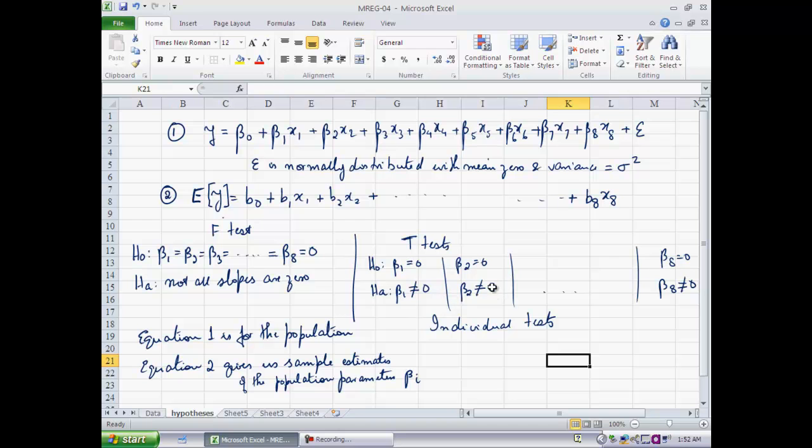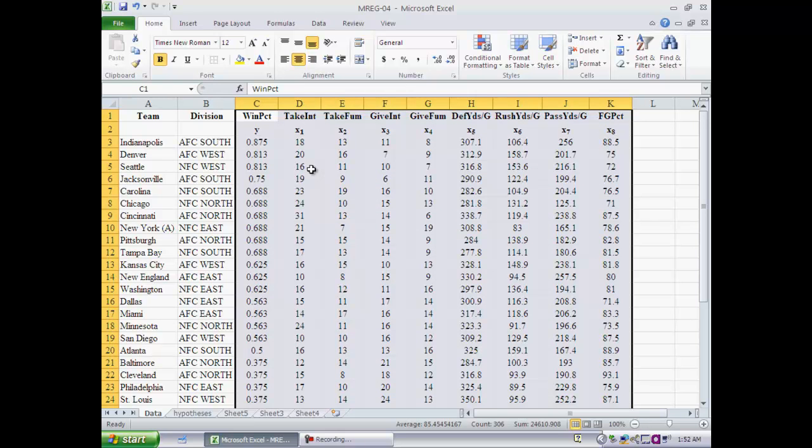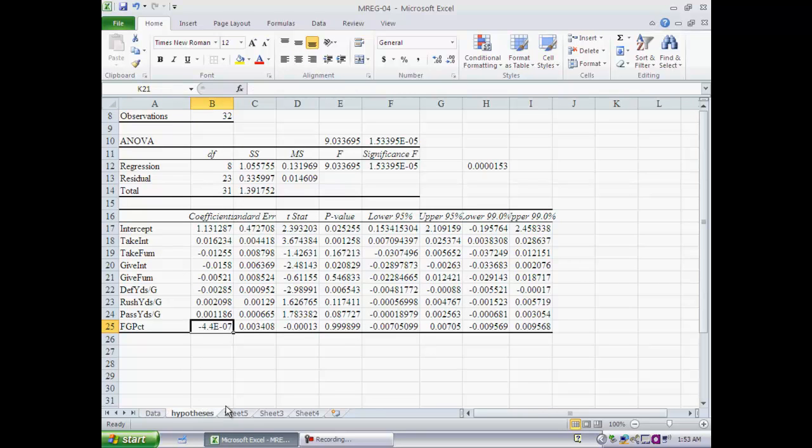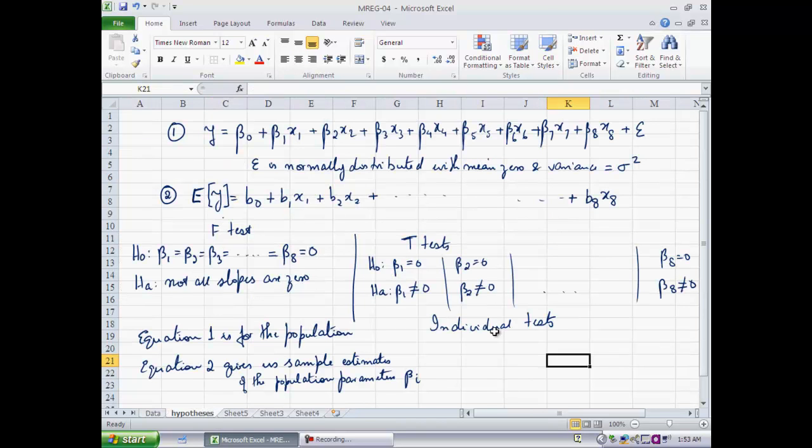If we were to take the second independent variable, which is fumbles taken away, then the null hypothesis would be beta 2 is 0, and the alternate hypothesis would be beta 2 is not equal to 0. We would very much like to be able to reject the null, because if we do reject the null, then we say that yes, the second independent variable is in fact contributing to explaining the variability of y, because the slope with a very high degree of certainty is different from 0.